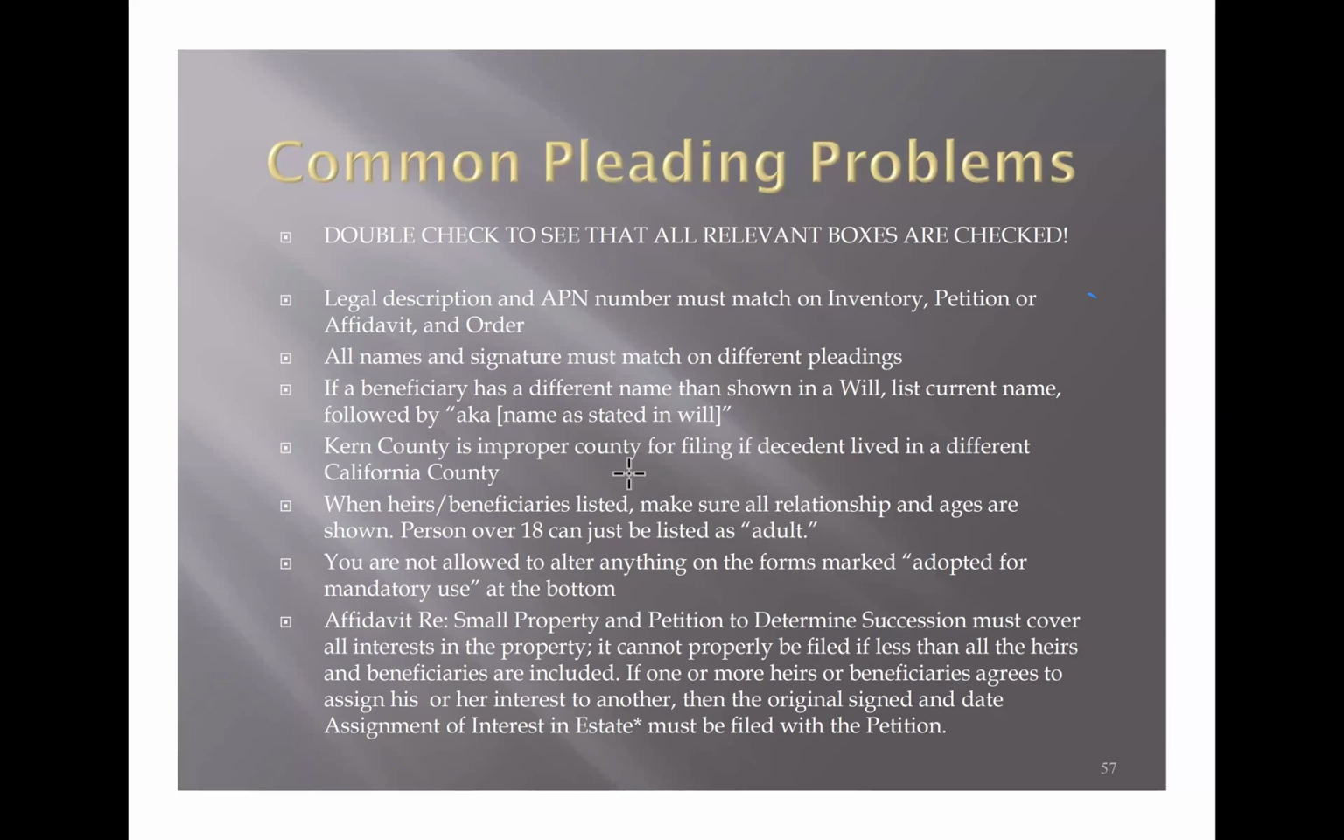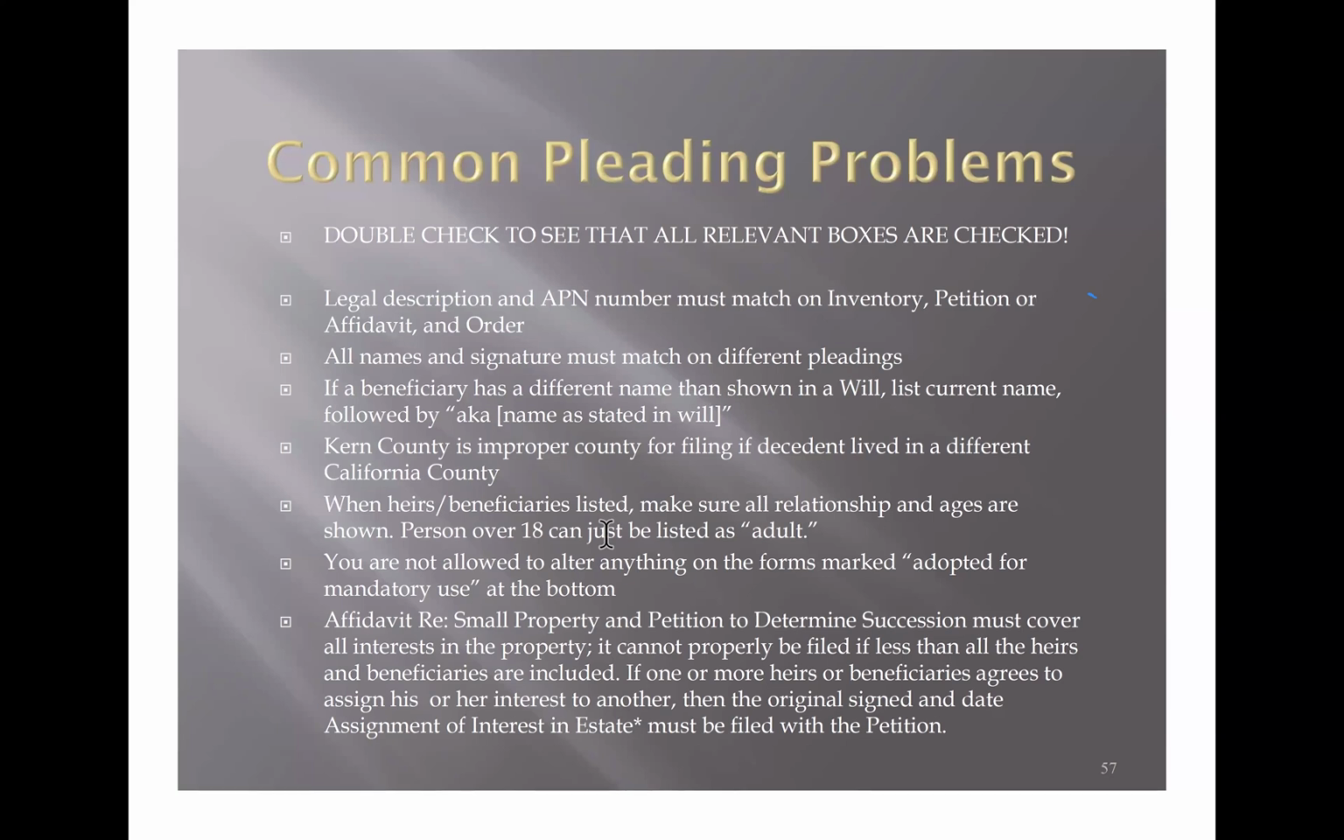Be careful that Kern County is the right county for you to file. When heirs and beneficiaries are listed on an attachment, make sure you put the relationship and then you show the ages. If people are over 18, you can just put adult, all right? Don't go altering anything on the forms. Just include an attachment if you have to explain something else.